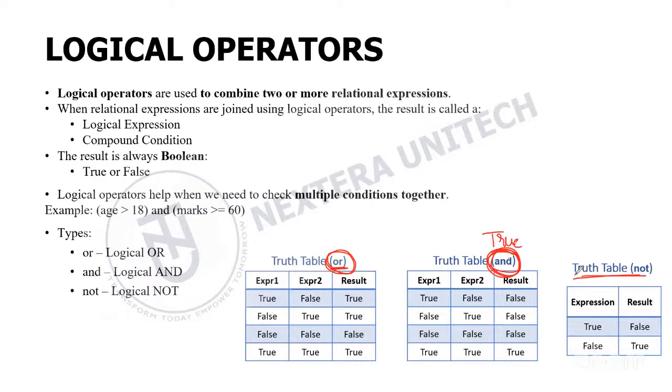And when you come to the NOT operator, what it does is it will simply reverse the result. So if your expression is true, it will give a false result. And if your expression is false, it will give a true result. So that is a logical NOT.